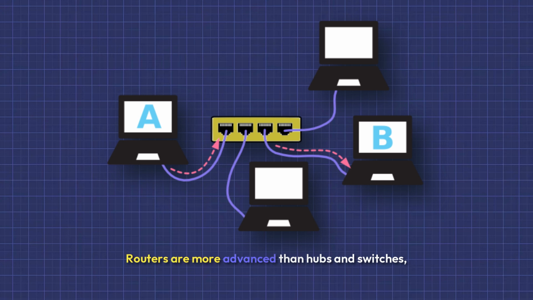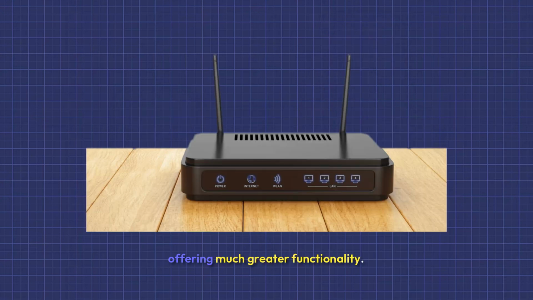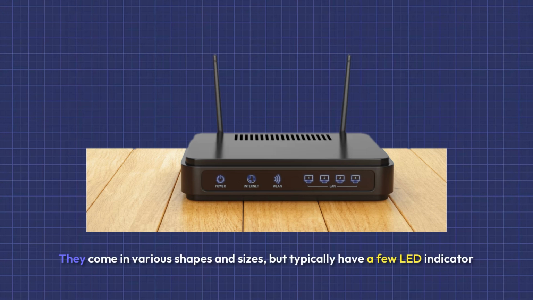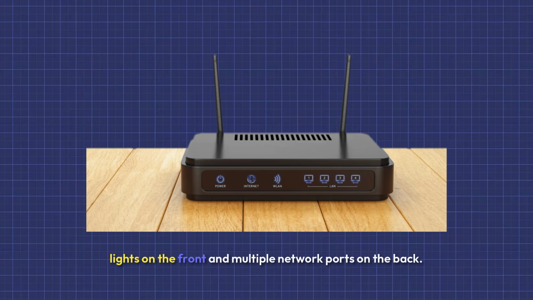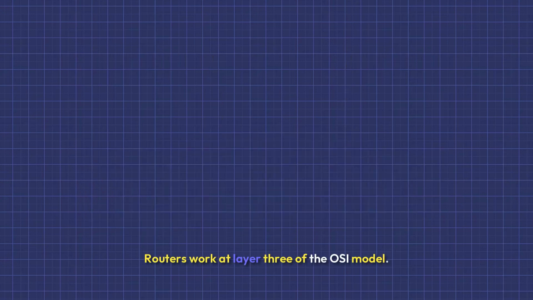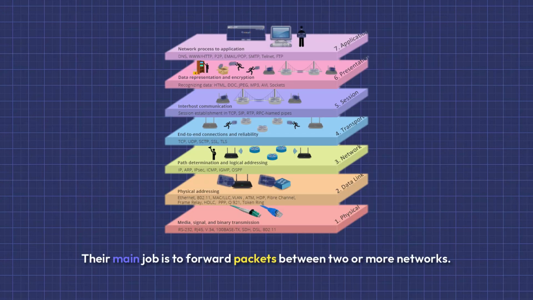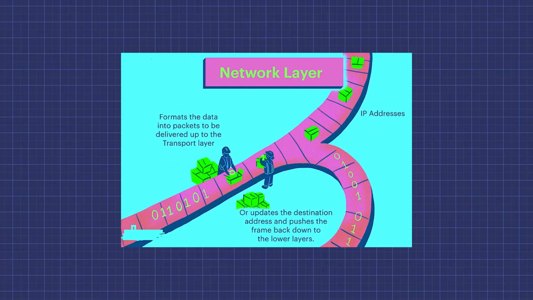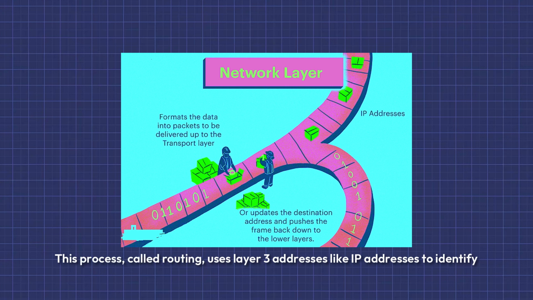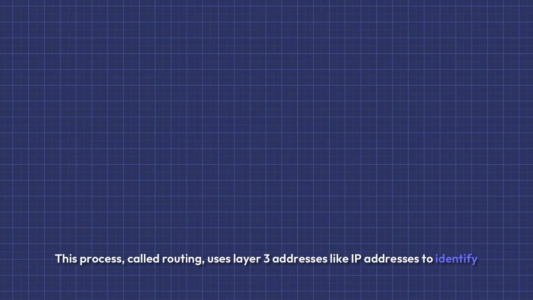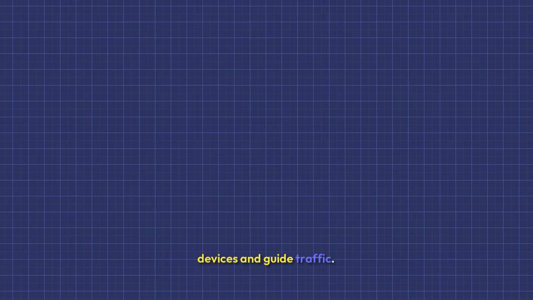Routers are more advanced than hubs and switches, offering much greater functionality. They come in various shapes and sizes, but typically have a few LED indicator lights on the front and multiple network ports on the back. What do routers do? Routers work at layer 3 of the OSI model. Their main job is to forward packets between two or more networks. This process, called routing, uses layer 3 addresses, like IP addresses, to identify devices and guide traffic.